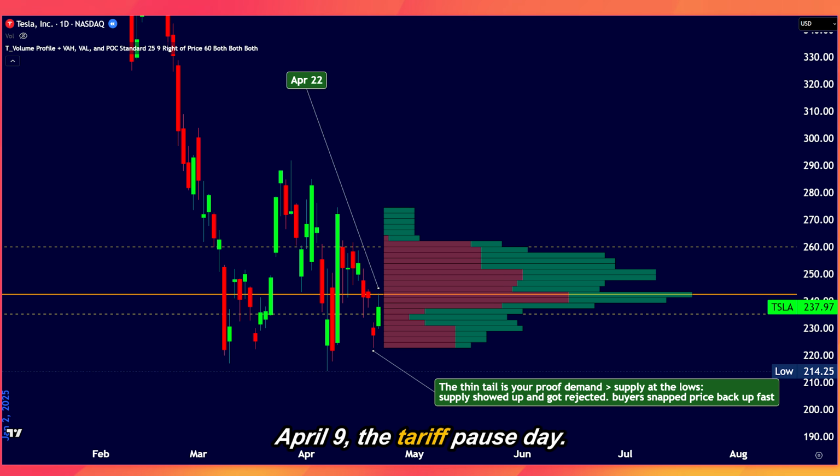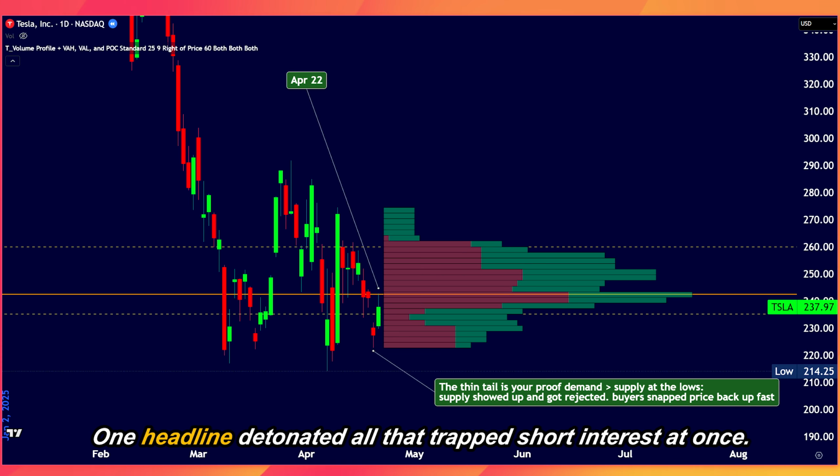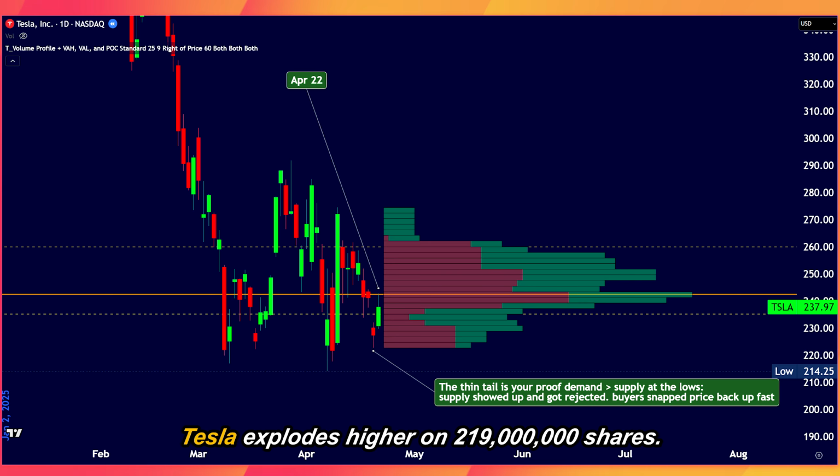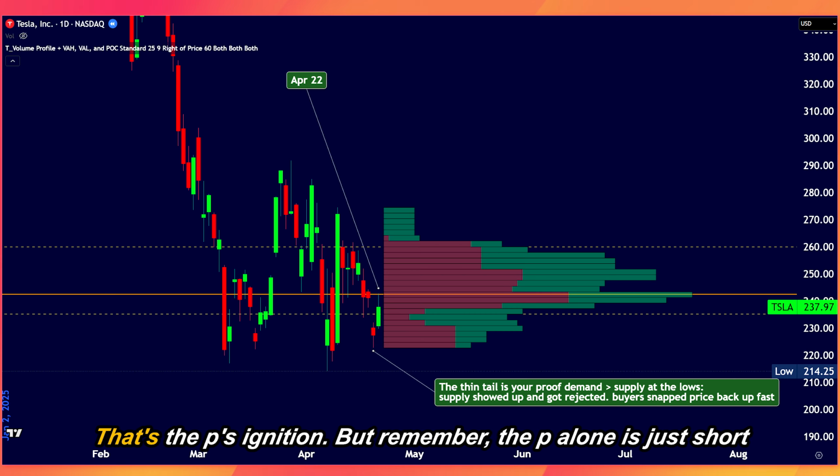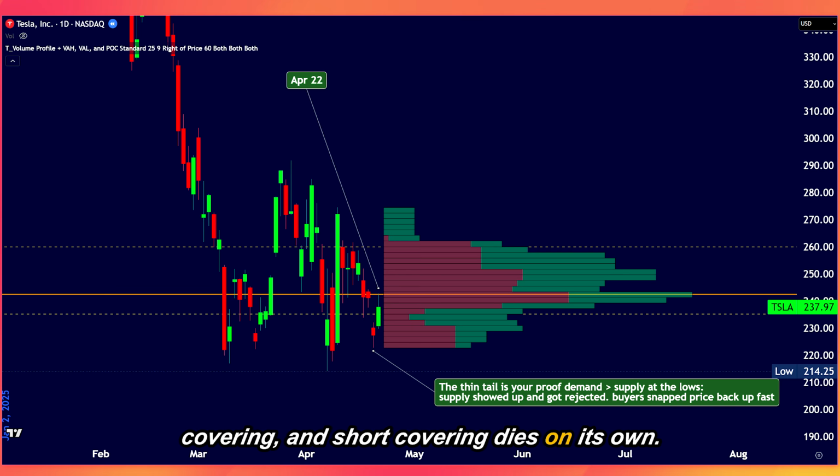And there's the spark. April 9th, the tariff pause day. One headline detonated all that trapped short interest at once. Tesla explodes higher on 219 million shares. That violent thrust off the lows is what carved the thin tail. That's the P's ignition. But remember, the P alone is just short covering, and short covering dies on its own.